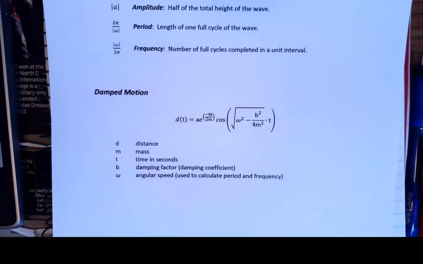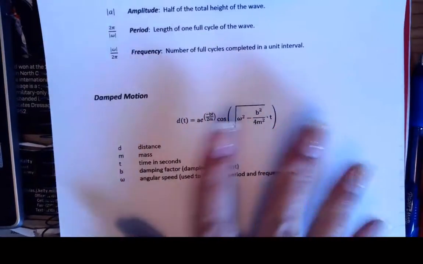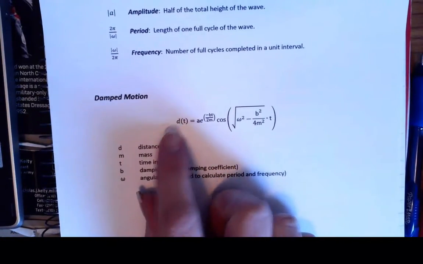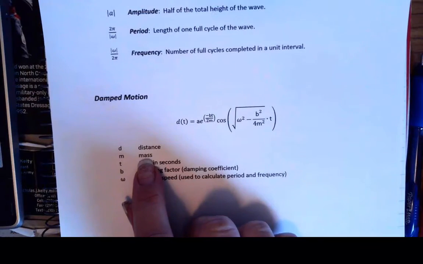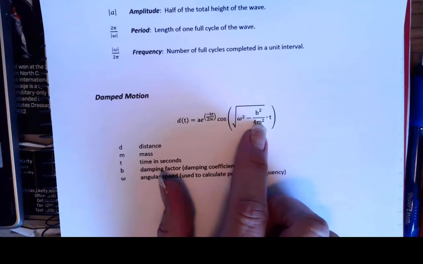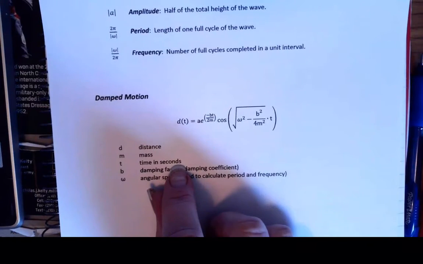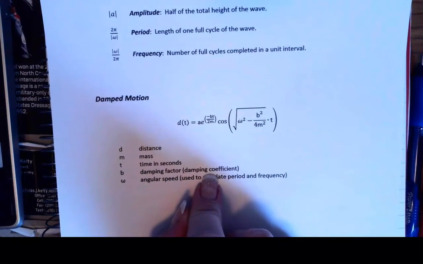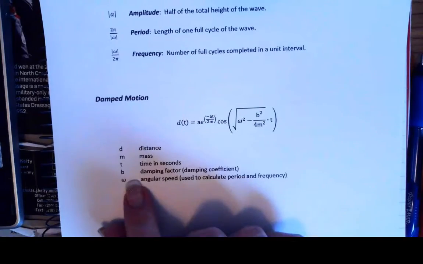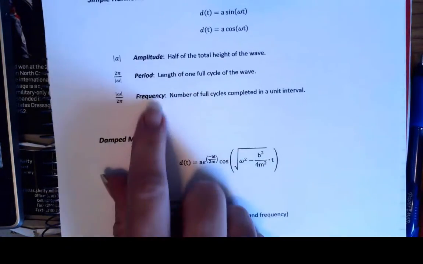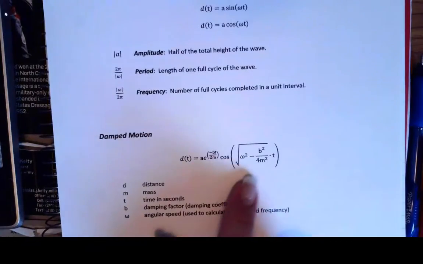Now this mess down here is what we're going to use for damped motion. And we're in terms of t. Okay, d is going to be for distance or displacement. M is your mass, so m occurs here and it occurs here. T is going to be time in seconds unless you're told otherwise. B is your damping factor or your damping coefficient. And then omega is going to be your angular speed. And again, that's going to be used to calculate the period and the frequency.